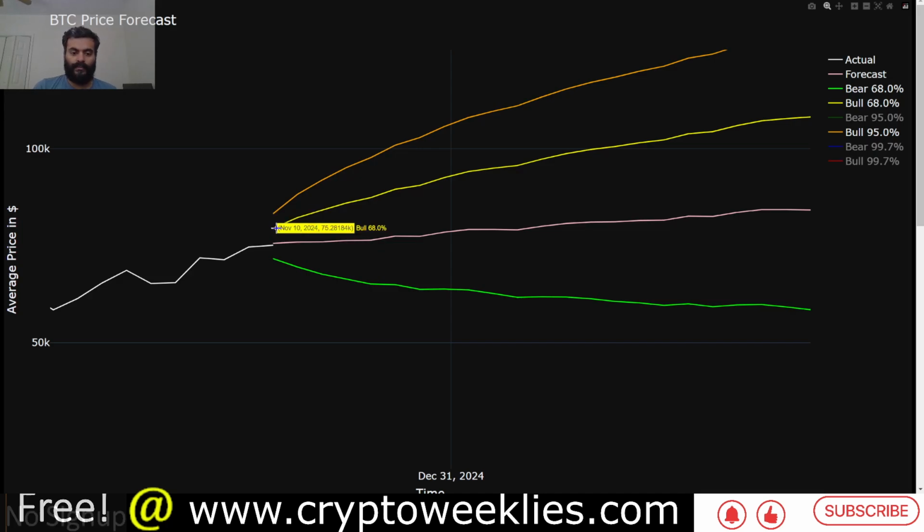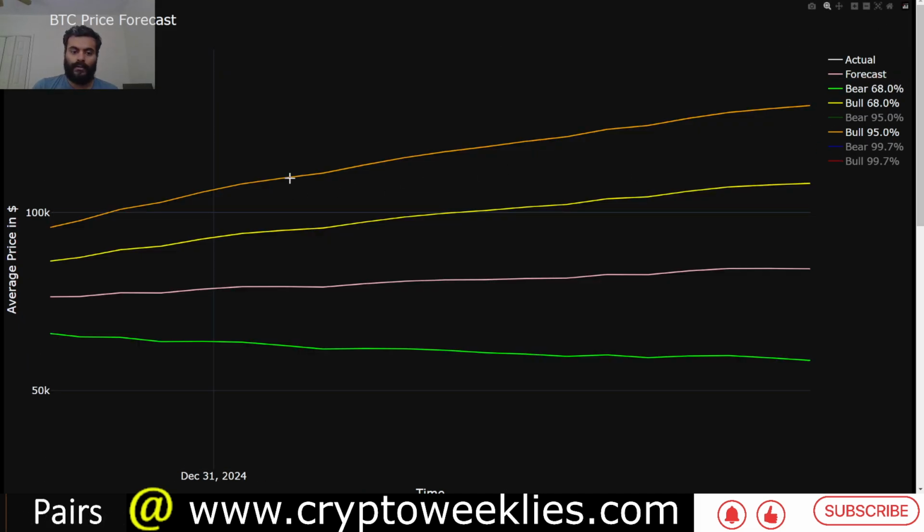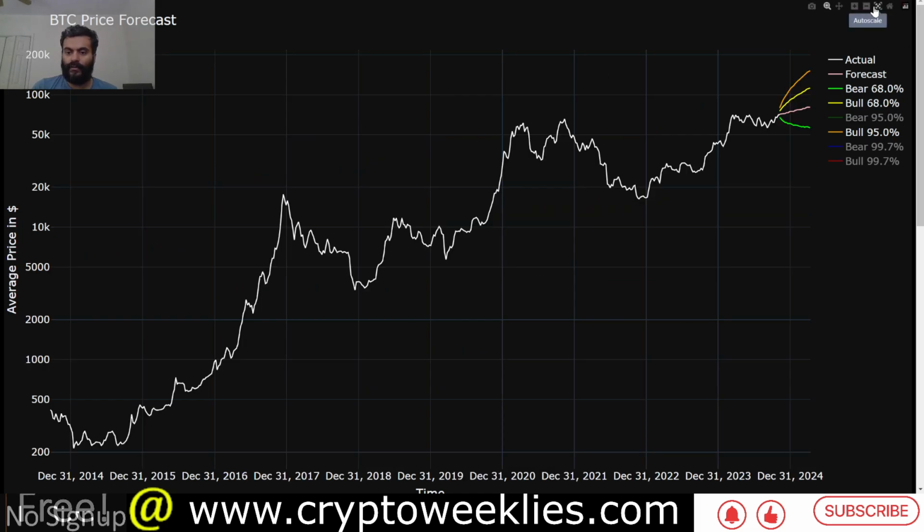But right now we are well within the 1 standard deviation bull case for Bitcoin, and that bull case is between 75k for this week, towards the end of the year at around 90k, and towards the middle of April at around 112k. And the 2 standard deviation case is between 78k and about 108k between now and the end of year 2024, and towards the early part of 2025, between 108k and about 151k for Bitcoin.